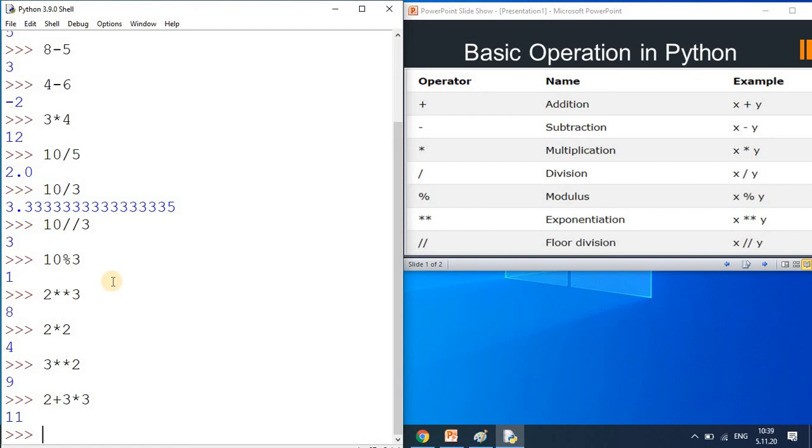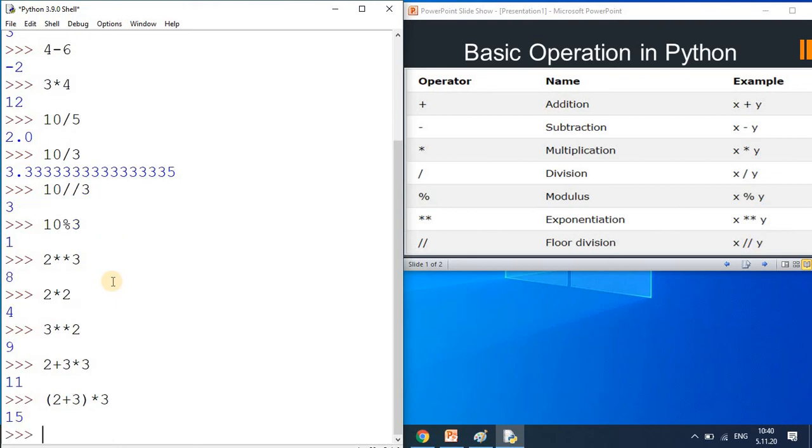But suppose you want to solve 2 plus 3 first, then as you know we use the bracket. So in mathematics you already learned that, and in the computer also you learn. So here (2 plus 3) into 3. What happens here is the bracket will be solved first. So 2 plus 3 is 5, and 5 into 3 is then 15.